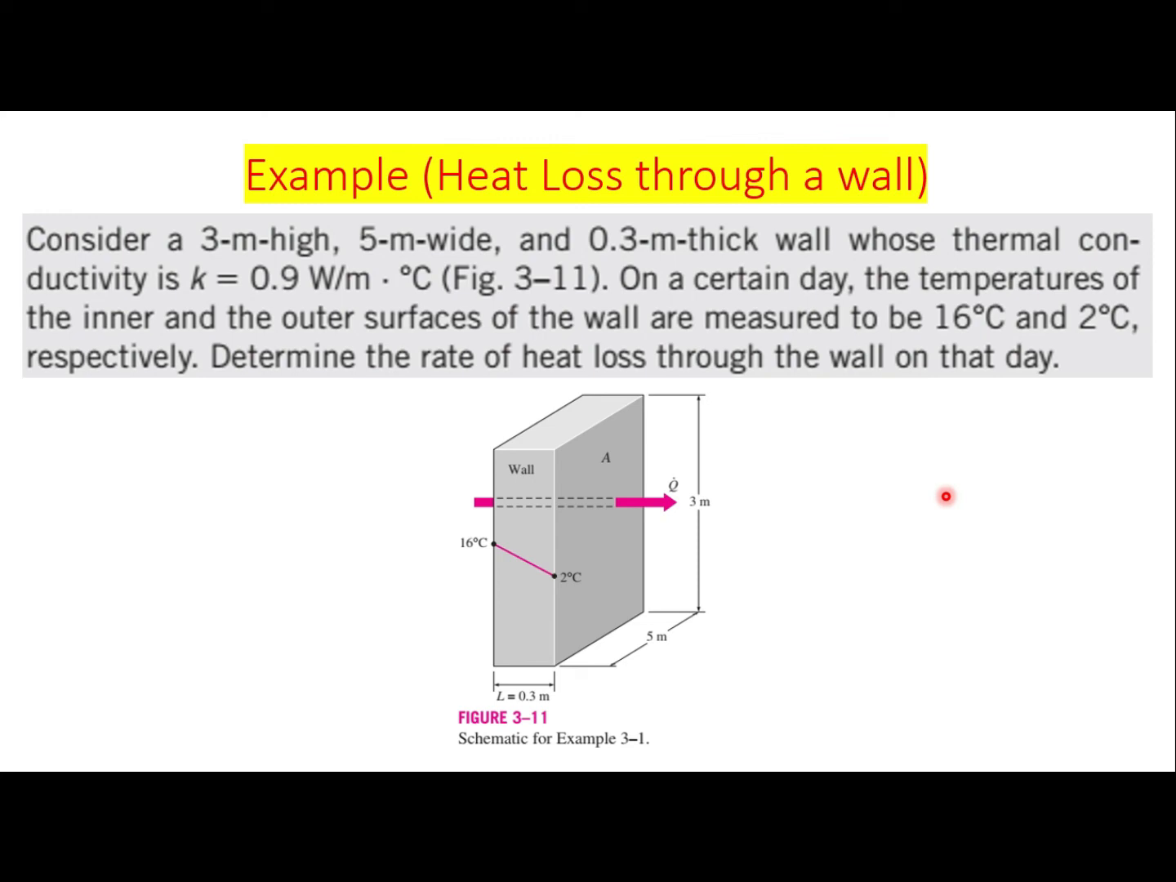On a certain day, the temperature of the inner and the outer surfaces of the wall are measured to be 16 degrees centigrade and 2 degrees centigrade respectively. Now what you have to do is to determine the rate of heat loss through the wall on that day.